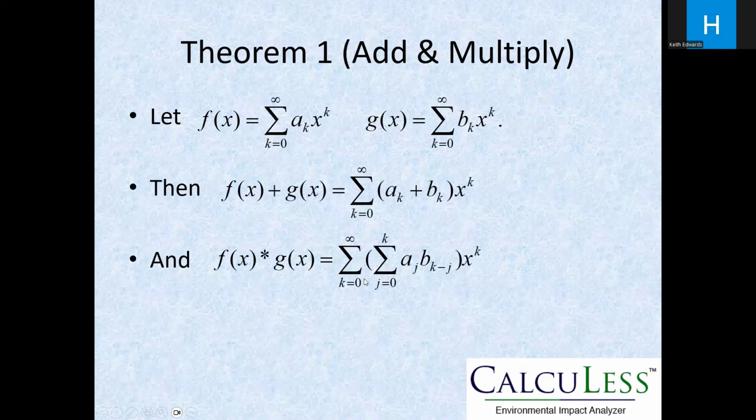You can add and multiply different generating functions. So if f of x is the sum of a sub k x to the k and g of x is the sum of b sub k x to the k, then f of x plus g of x is the sum of a sub k plus b sub k times x to the k, because you can factor out that x to the k. And the multiplication of them is the two nested functions.